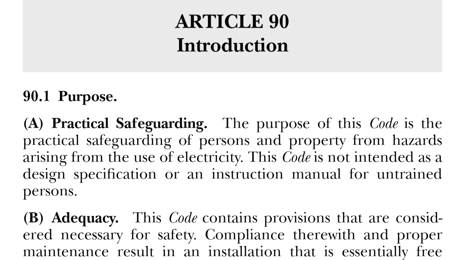Now, the subdivision of the parts is going to be the actual code section. An example: Article 90 is not in a chapter, it's the introduction to the code book. 90.1 is called a section. For the longest time, I would use the reference of 90.1 or 250.122. I called it Article 90.1, or I'd call it Article 210.52. Let me tell you a story.